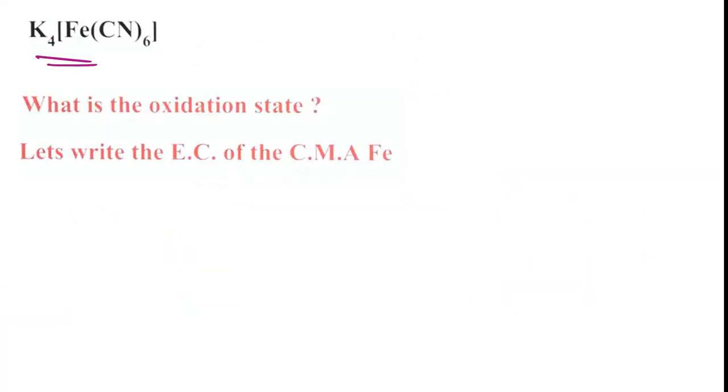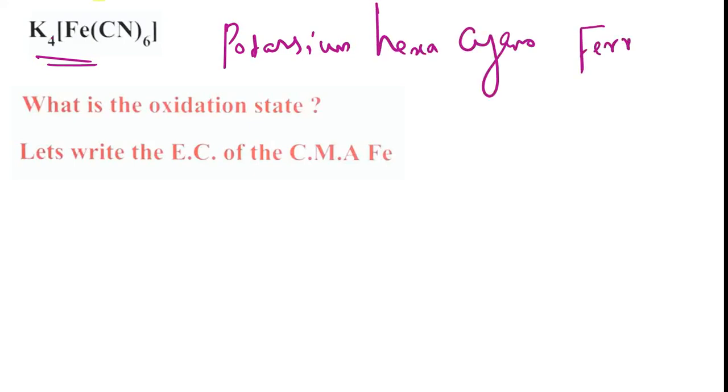So I think you can name this compound. This is potassium hexacyanoferrate. Right. So what is the oxidation state of the central metal atom? Let us start here. K is plus 1, so plus 1 into 4, plus Fe, we will take it as x, plus minus 1 into 6.